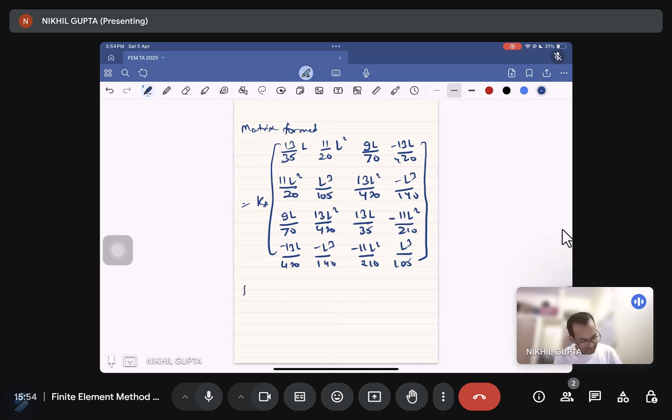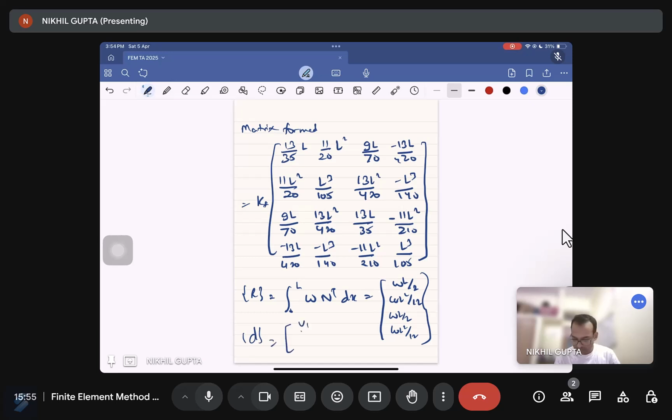So besides this we have the R vector also, which is integral 0 to L of W N transpose dx. So this will be simply WL by 2, WL square by 12, WL by 2, and minus WL square by 12. So this is the finite element formulation. Also the D vector will be V1, phi1, V2, phi2. So we have done the finite element formulation for the beam on the elastic foundation.